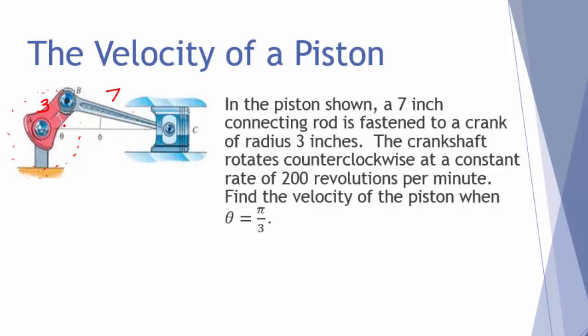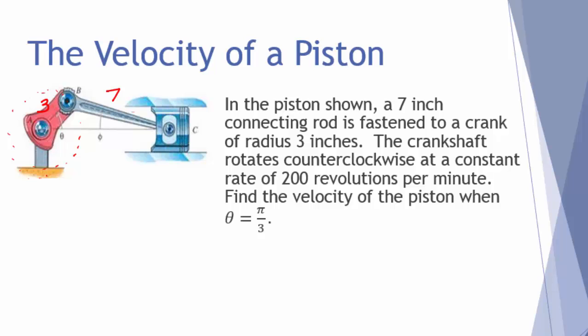But this theta, which represents the angle in between the radius of the crank and the horizontal distance from the center of the crank to the piston, that's going to change. So this angle changes as this rotates around. And then the distance from the center of the crank to the actual piston is also going to increase and decrease. So this side is changing, this angle is changing, but these two sides are constant. So this type of example is going to require just a little bit more of a breakdown.